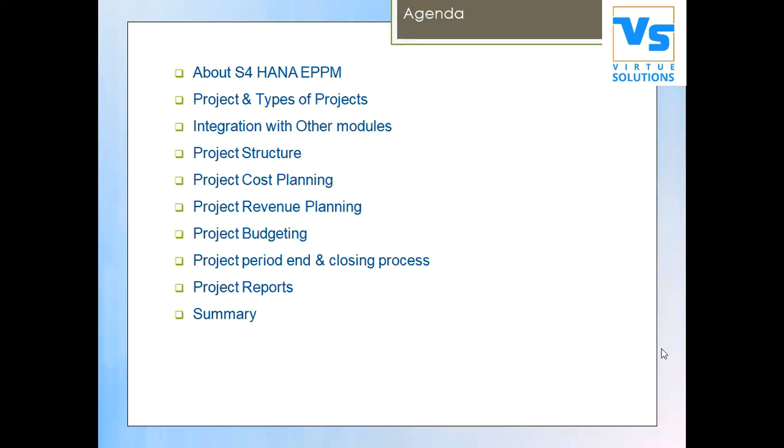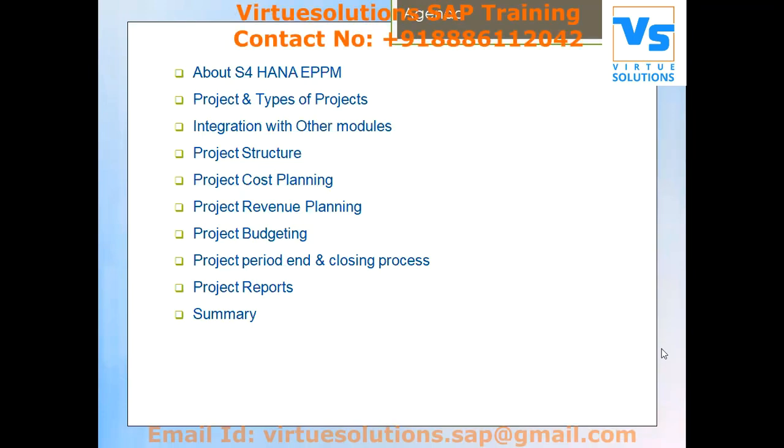The agenda is: what exactly is S4HANA EPPM, what are the projects and the project types, and integration with the other modules. What structural level plannings can we do, what type of cost planning do we have, what are the revenue plannings, what are the budget plannings, and what is the period ending process we're going to do. Then we have some summary based reports. We have different reports, 80 plus reports. So this is our agenda.